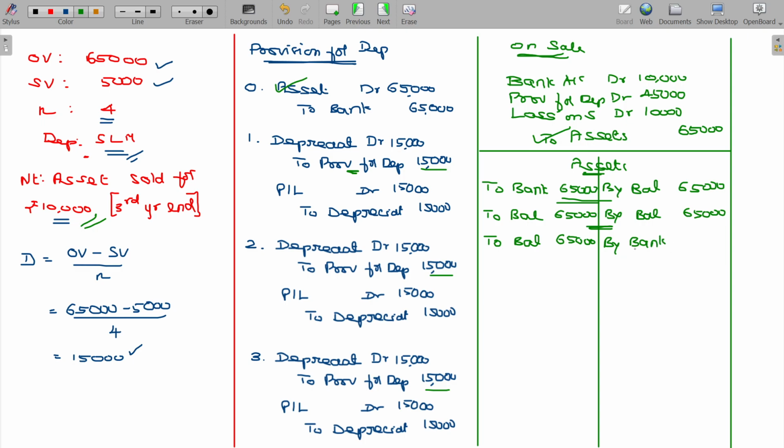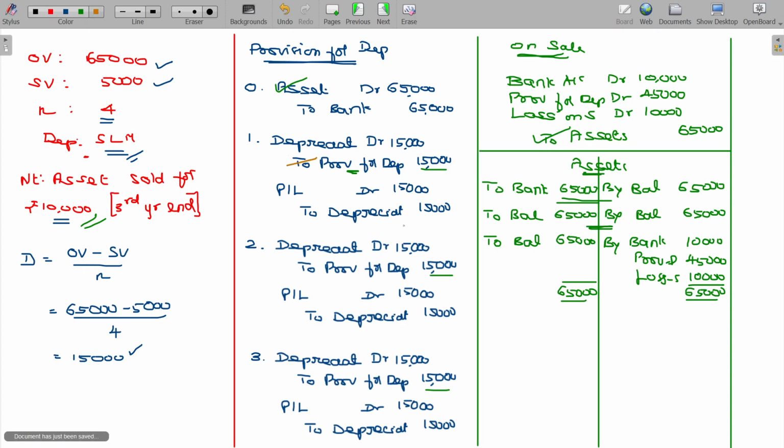By provision for depreciation, loss on sale we get 10,000 rupees. Provision for the asset created up to now in totality 45, loss on sale being 10,000. So account is fully closed. Balance sheet and the asset account remains as it is without any disturbance. On sale it will be totally removed out of the balance sheet.